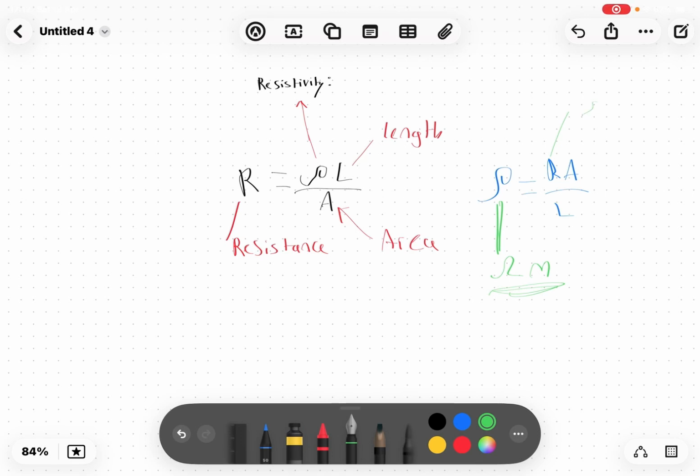Resistance is in ohms, the area is in meters squared, and the length is in meters. Because meter squared is basically meters times meters, one meter cancels out the square. So that's how we got the unit.